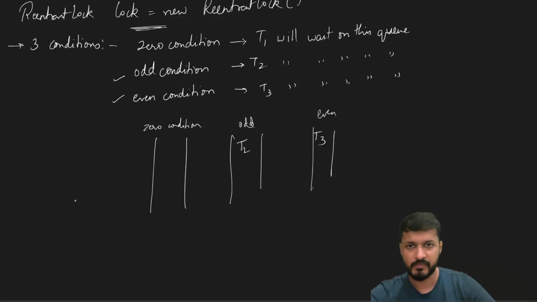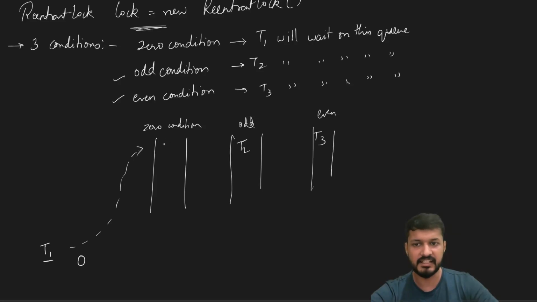Now what we'll do? Initial control is with T1, right? So T1 will go ahead and acquire the lock on the monitor object. After acquiring the lock, we will allow T1 to print 0, right? After printing 0, T1 will go ahead and wait in its condition queue, and it will signal odd, right? It will signal the thread waiting in the odd condition queue to go ahead and print the odd number. So T2 will get out of the odd condition queue and T2 will go ahead and print 1, right?